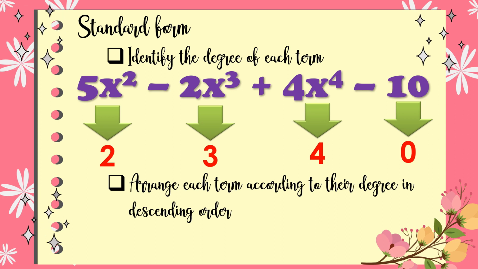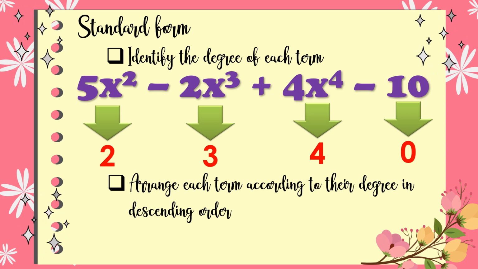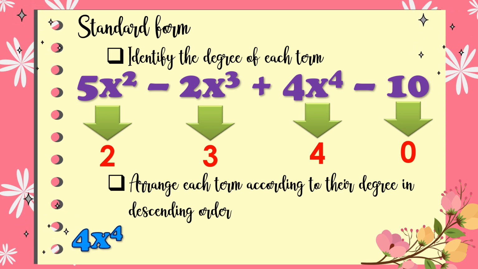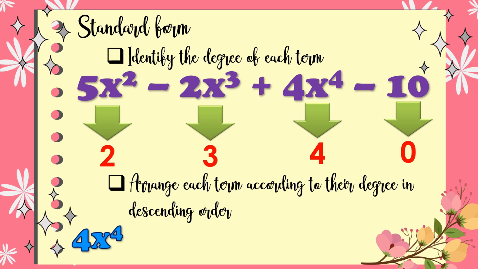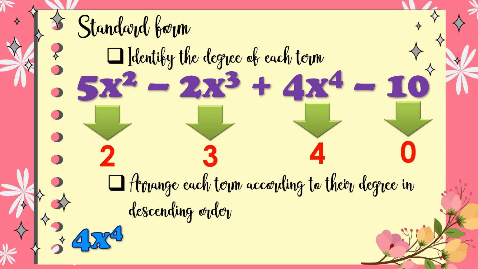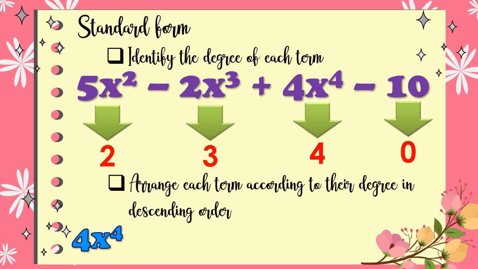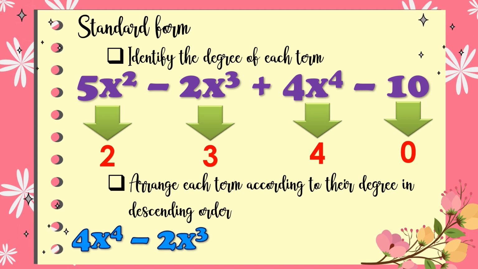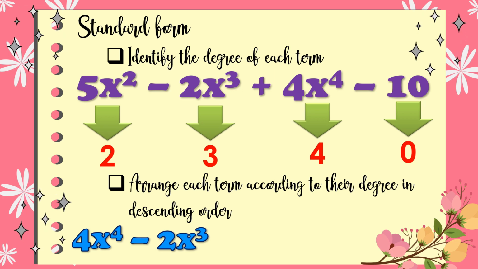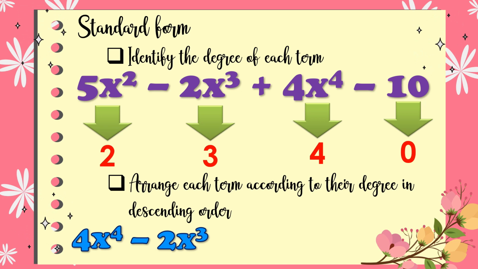So, ang pinakamataas dyan na degree is yung 4x raised to the 4th power. So, siya yung una nating isusulat. Tandaan natin, pag nag-arrange tayo, yung term, kasama niya yung kanyang sign. So, positive siya at dahil nasa unahan siya, hindi na kailangang isulat yung positive sign. Ang next is yung negative 2x cubed kasi siya yung susunod na power. Pababa kasi yung arrangement natin.